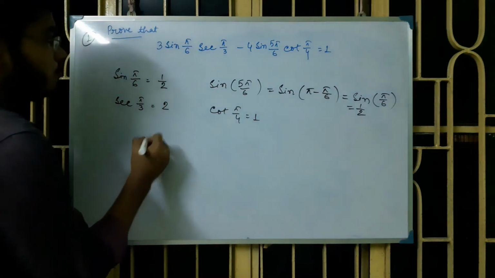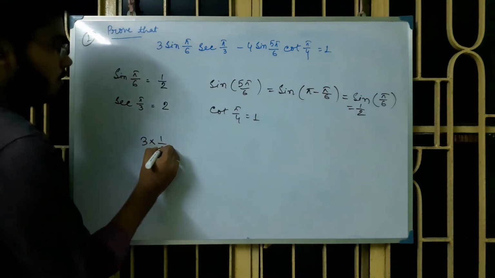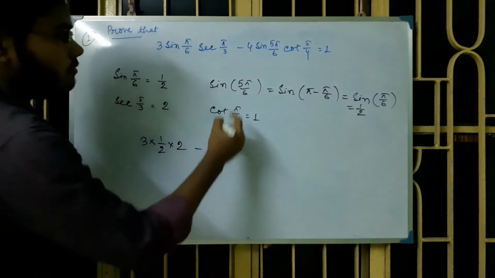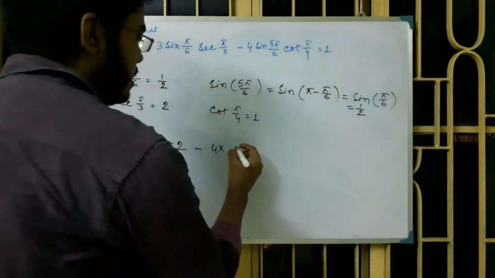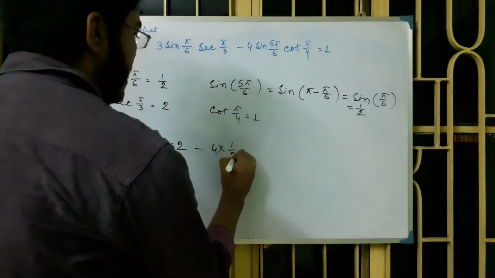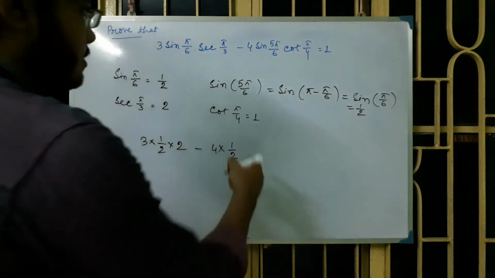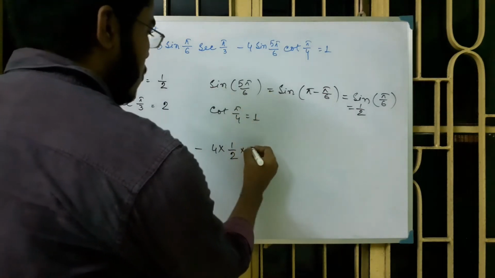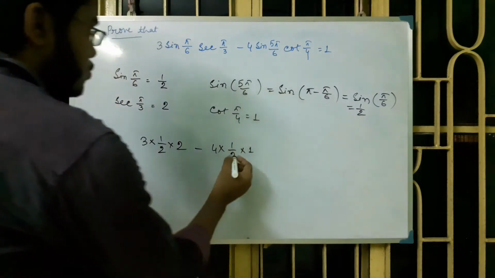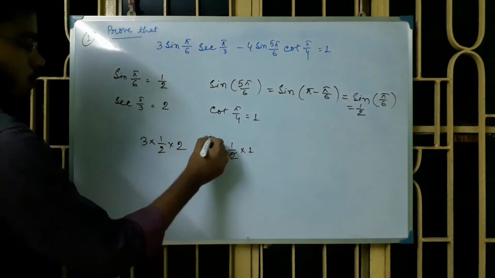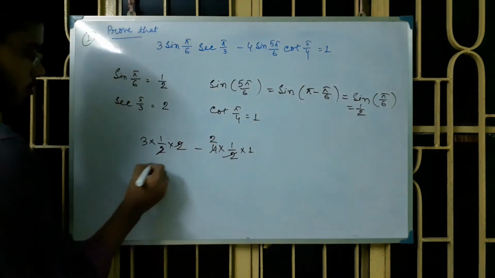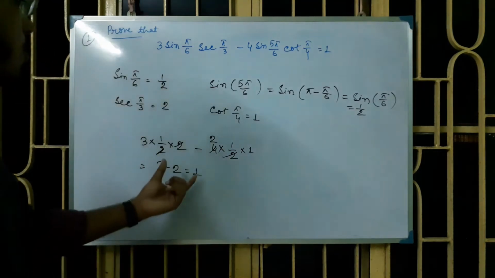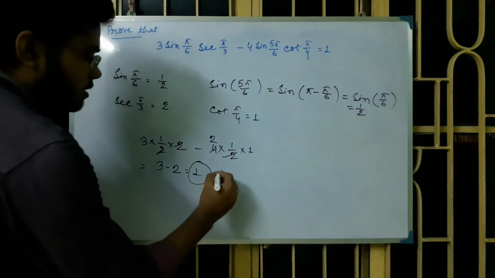Just put the values. So 3 into sine pi by 6 is half, sec pi by 3 is 2, 4 into sine 5 pi by 6 is half, and this is cot pi by 4, that is 1. So these 2 get cancelled, so 3 minus 2, that is 1. So this is proved.